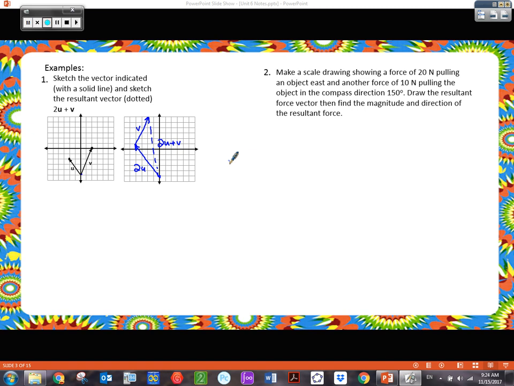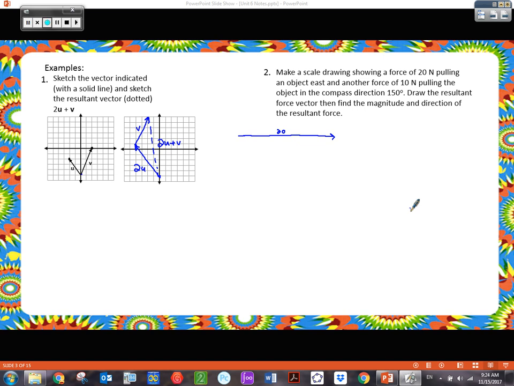And that one is east. So that means exactly due east. So I would draw my vector. So let's say that that's my vector that's 20 newtons long. Okay?